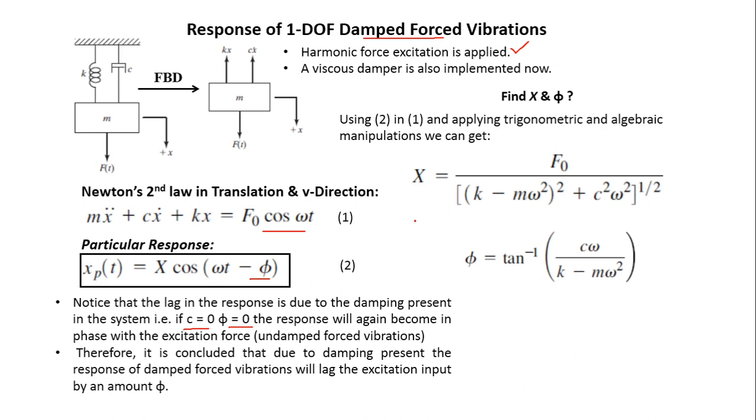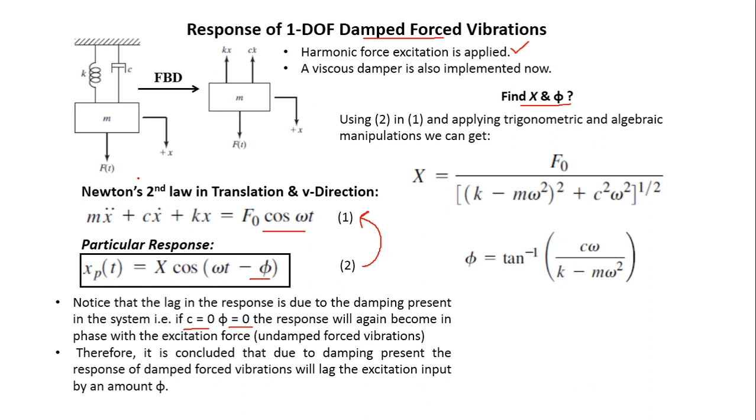Now our purpose is to find X and phi, because this is the response, and in this response X and phi are still unknown. So what we are going to do is use equation number 2 in equation number 1.